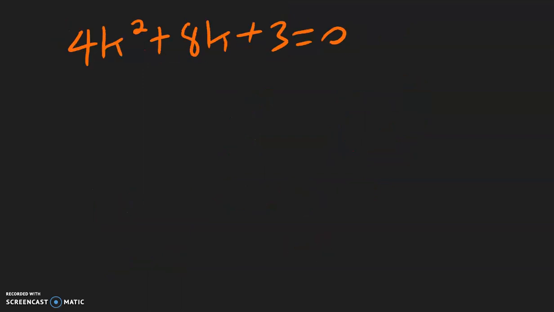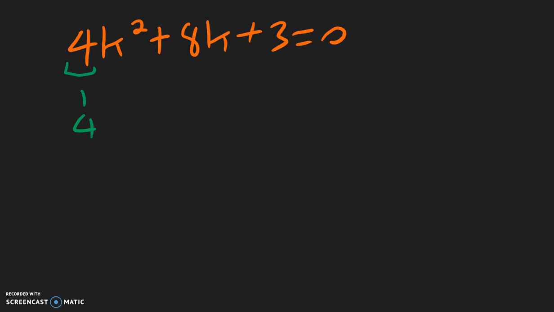So for this example, the equation is equal to 0, which is good, and the left side is in standard form. We have k squared, and then the k, and then the constant 3. So everything is also in the correct order. So we can try factoring this. So let's break up the 4.